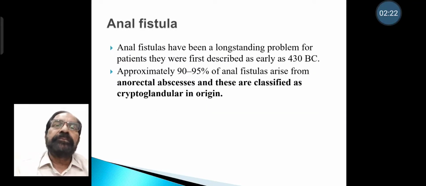Anal fistula. Anal fistulas have been a long-standing problem for patients. They were first described as early as 430 BC. Approximately 90 to 95% of anal fistulas arise from anorectal abscesses, and these are classified as cryptoglandular in origin.